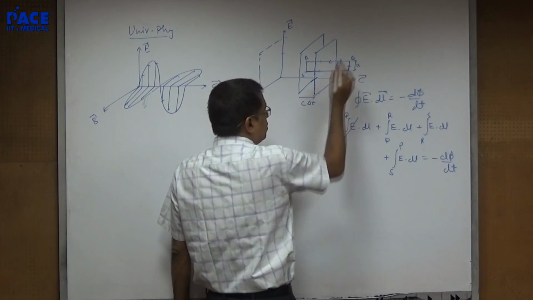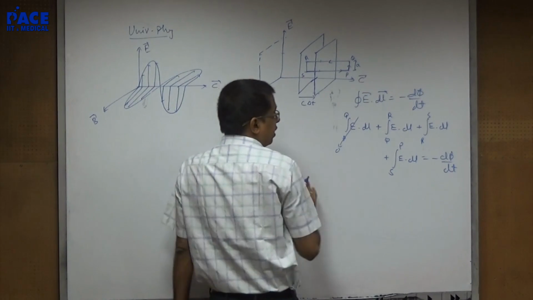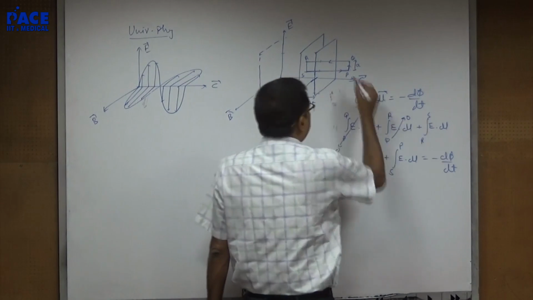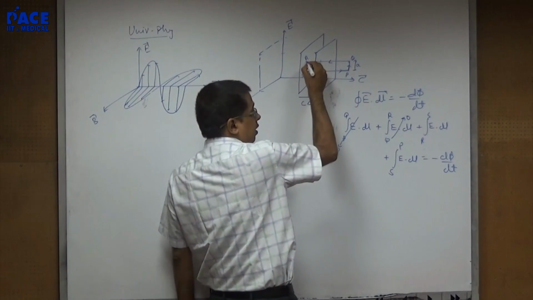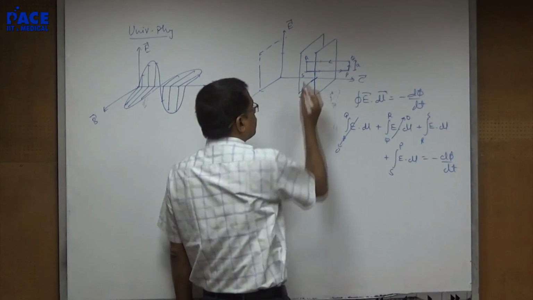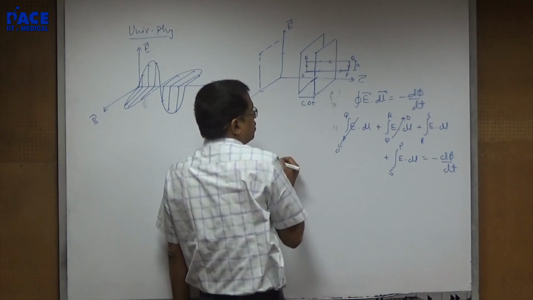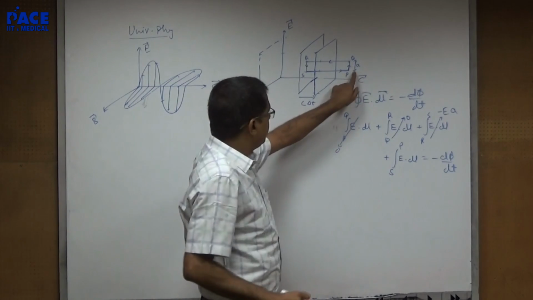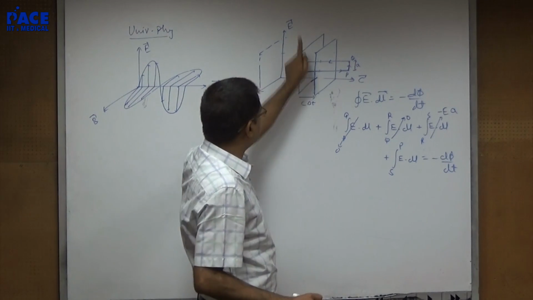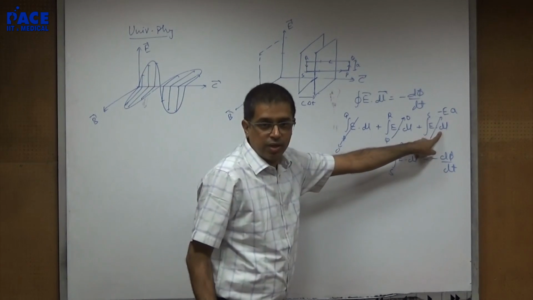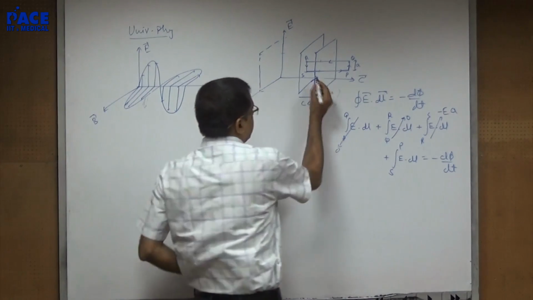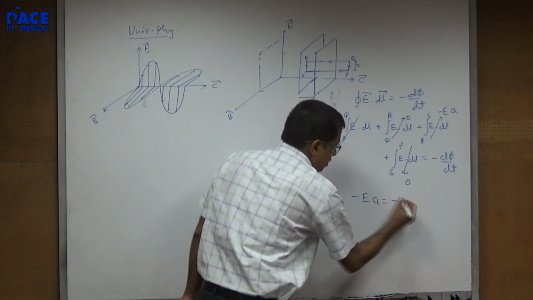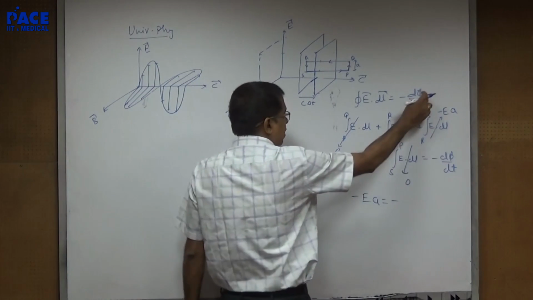Electric field here will be 0 because it's outside the electromagnetic wave. Q to R, electric field is perpendicular to the line QR, so again it is 0. R to S, electric field will be E into A with a negative sign. R to S, electric field is upwards, length is downwards. E and dl are in opposite directions. S to P again it will be 0. I will be left with minus EA is equal to minus d phi by dt.